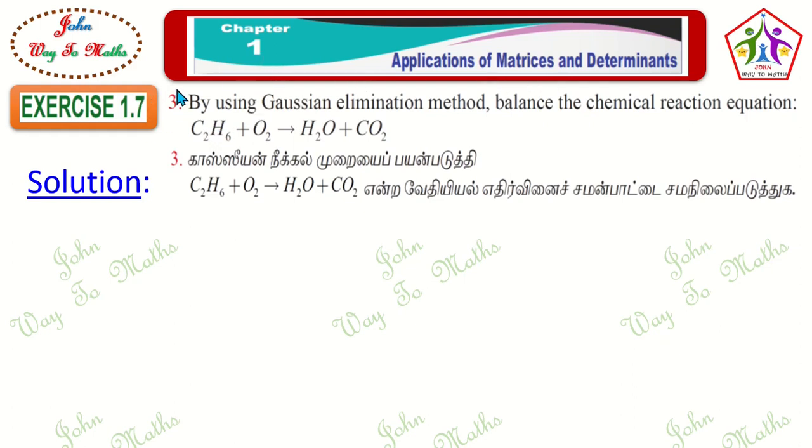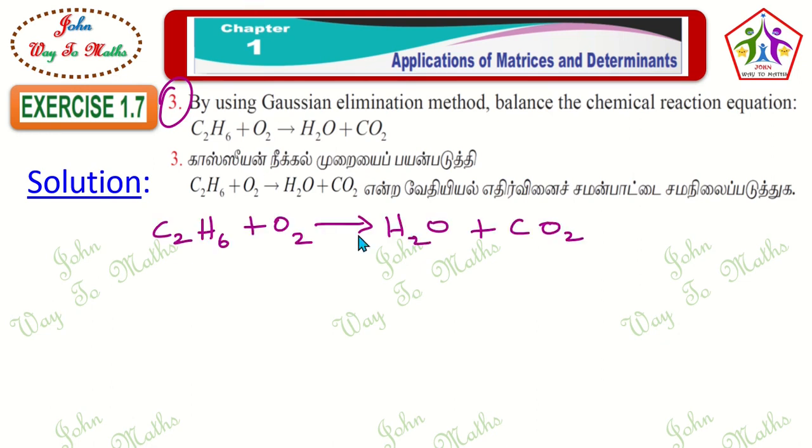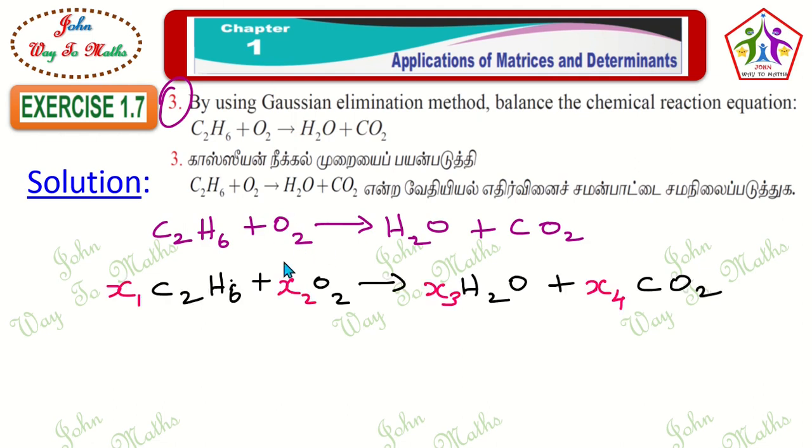Exercise 1.7 question number 3. By using Gaussian elimination method, balance the chemical reaction equation C2H6 plus O2 gives H2O plus CO2. First, I am going to write the chemical reaction equation. Here I am going to introduce the unknowns. Here x1, x2, x3, x4 are unknowns.